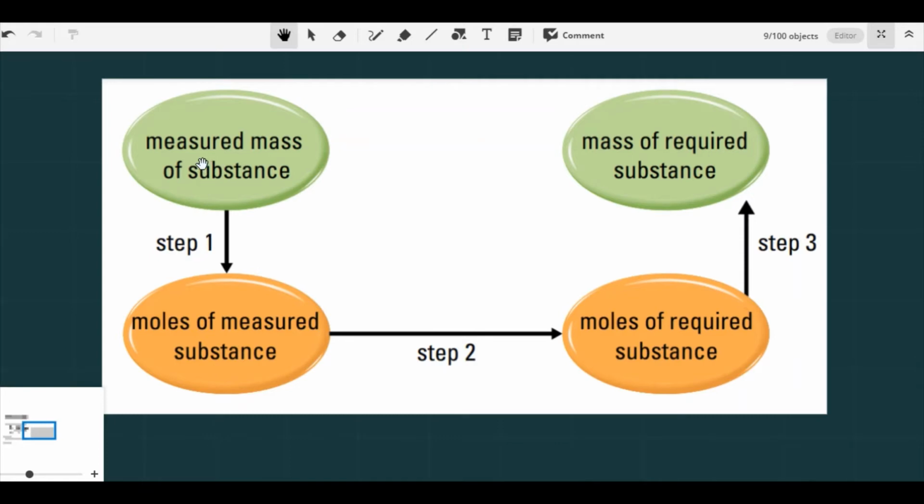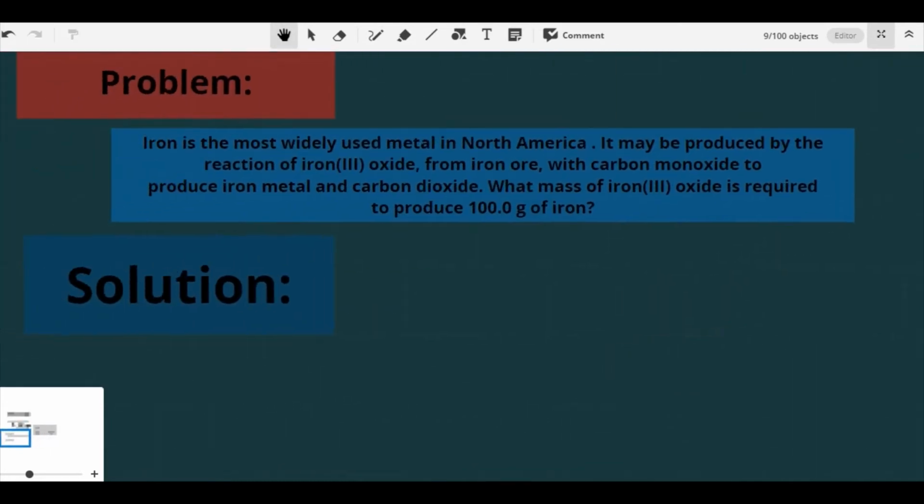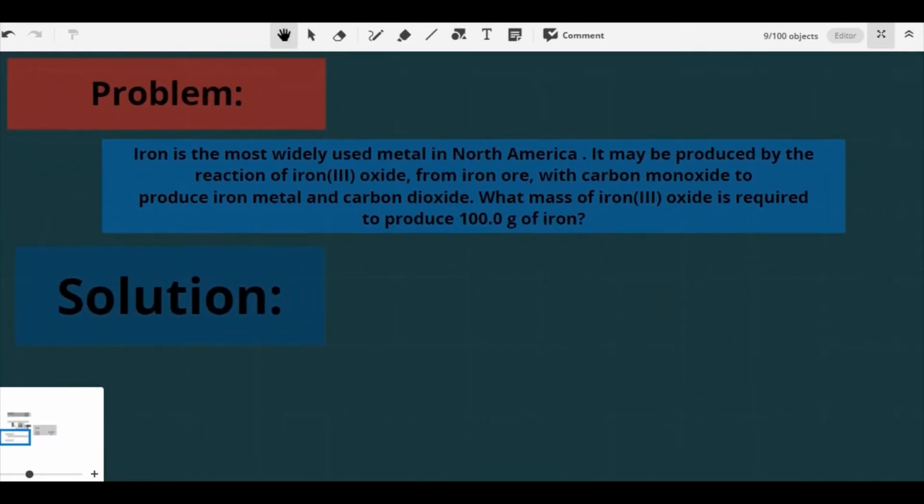In these 3 steps, first you convert the measured mass, or the given mass of the substance, into moles of the measured substance. Second, you compare the molar ratio, and after comparing it you can find the moles of the required substance. Third, the mass of the required substance is found by using the moles and multiplying by its molar mass. Now I am going to solve a problem so you can easily understand these 3 steps.